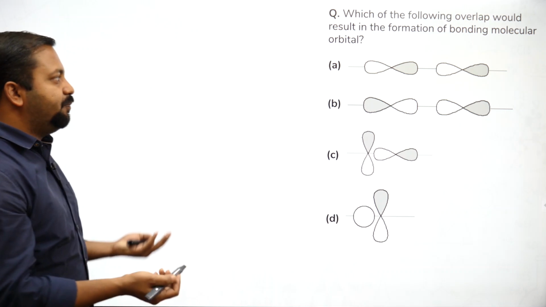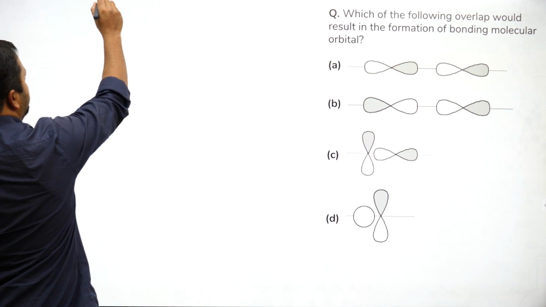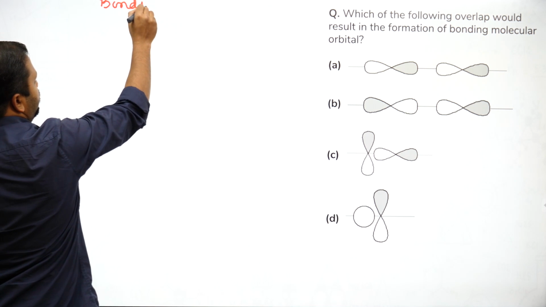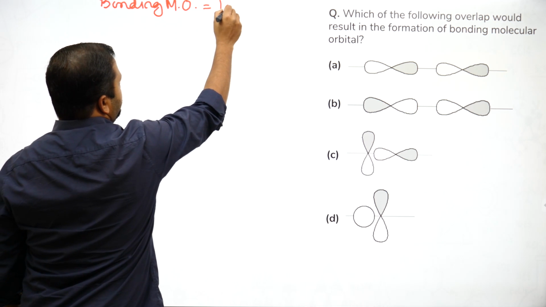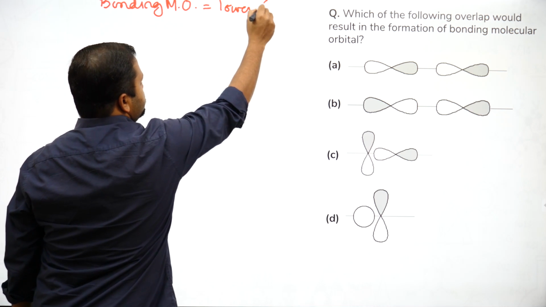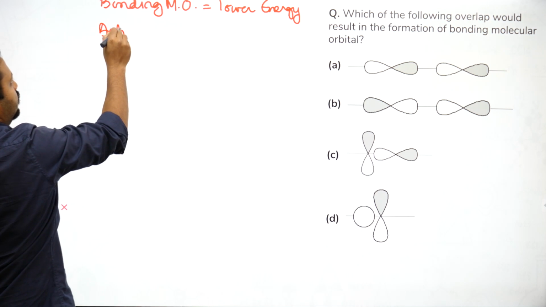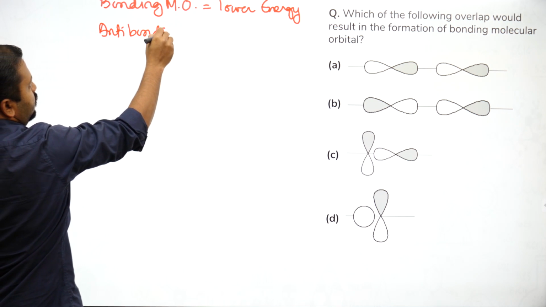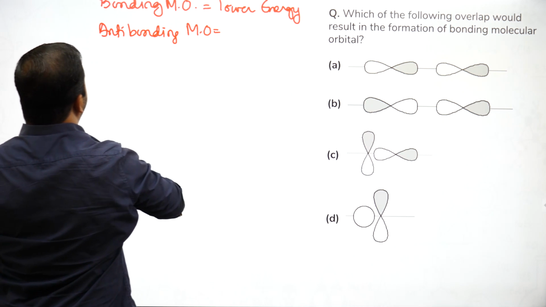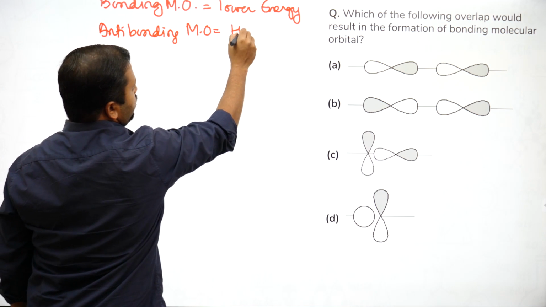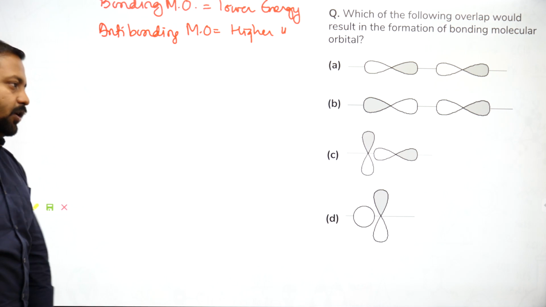So if I take the example of friendship and enmity, then bonding molecular orbital will have lower energy and anti-bonding molecular orbital will have higher energy. There is one another beautiful reason.